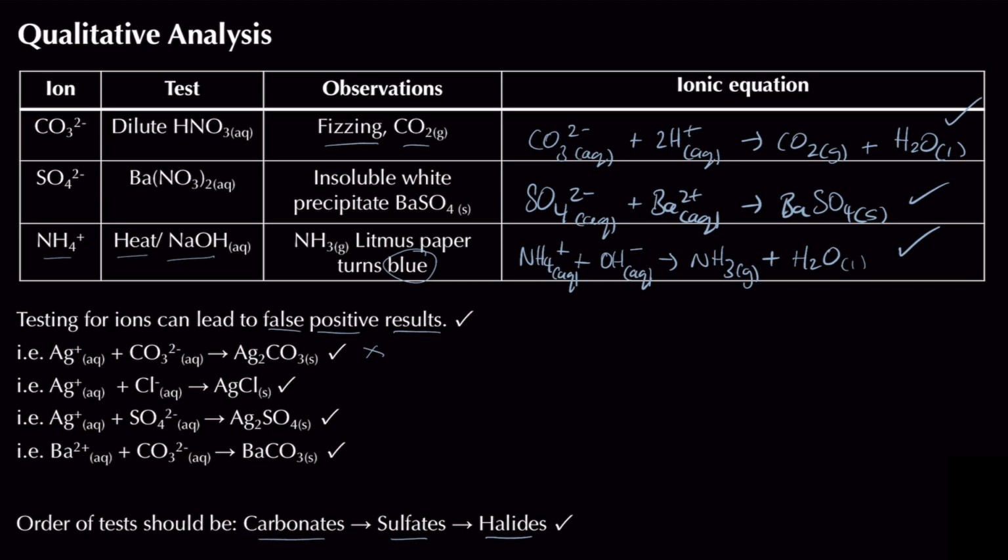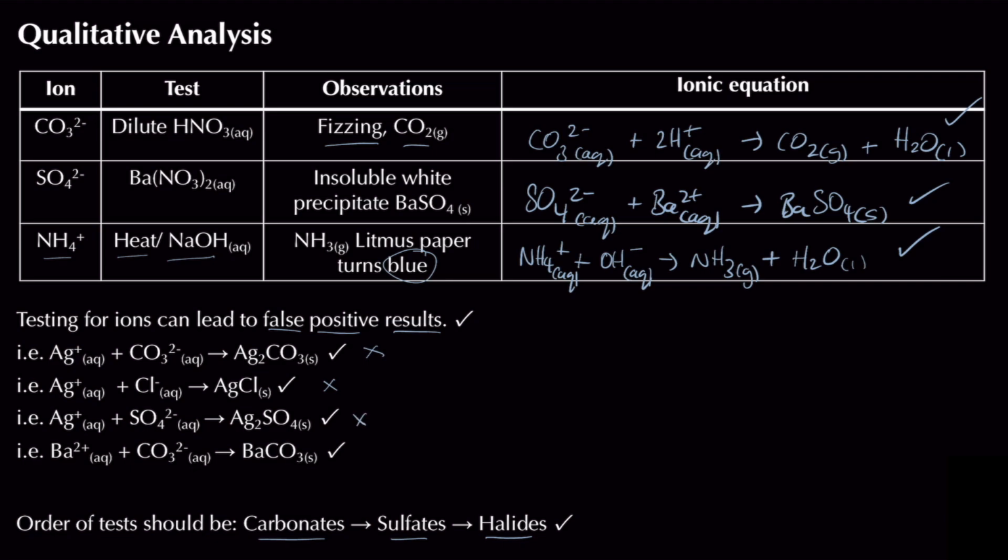If I were to use different types of acids, rather than nitric acid, we already know from before, if I used hydrochloric acid or sulfuric acid, I could end up forming silver chloride accidentally, even though I might not have any chloride ions in there, and then I could end up forming silver sulfate accidentally as well.